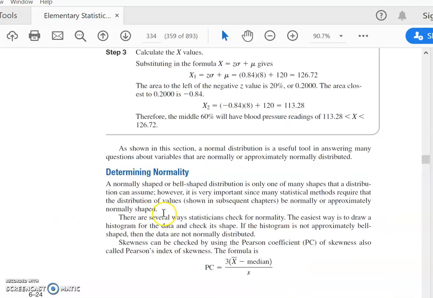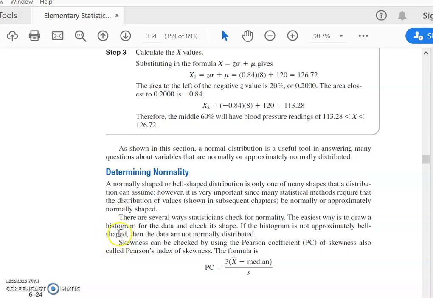Okay, so as he says here, this normal shape or this bell-shaped distribution is only one of many types of distributions. It can be all kinds of things. It's very important. However, we want to know. So one of the things we do is draw a histogram. We draw a histogram and we check its shape. If it's not bell-shaped, well, then it can't possibly be normally distributed. That doesn't sound very scientific, but it's so easy to draw those using the computer software that it would probably be the very first thing you would do.